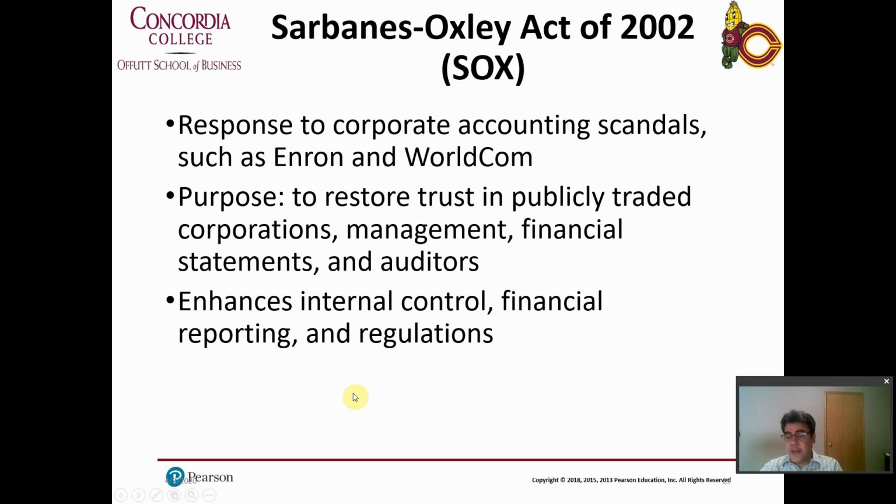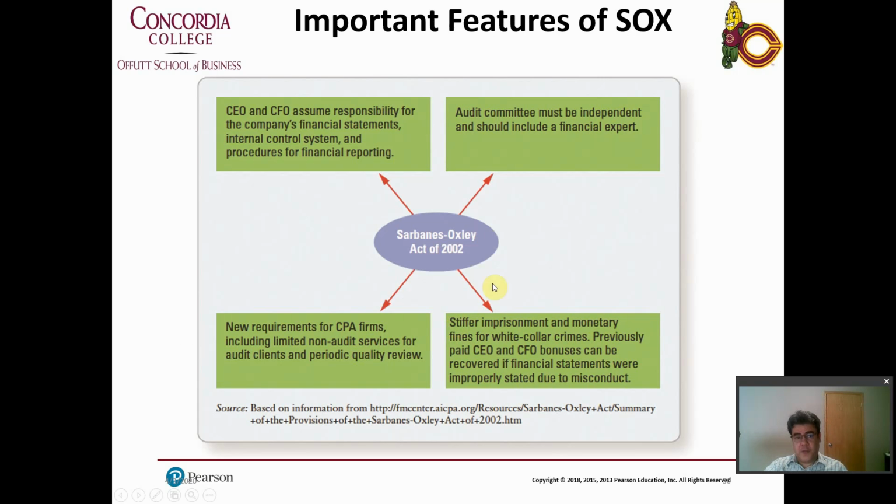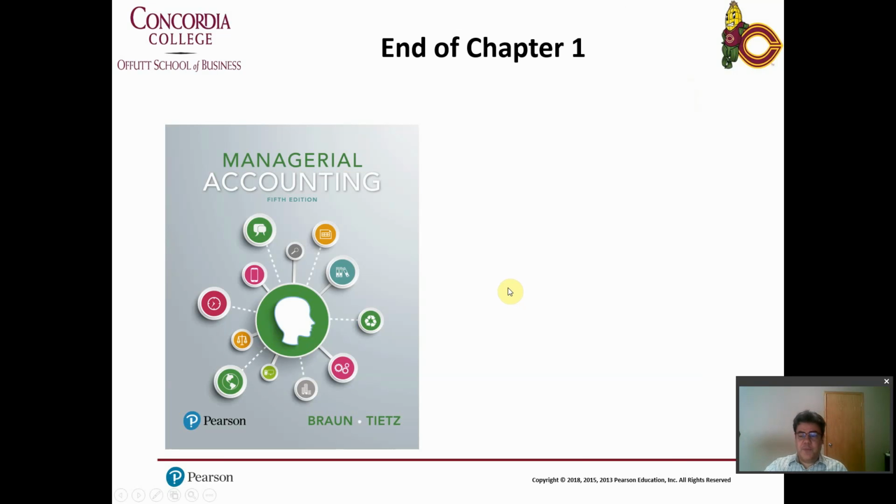And we have the Sarbanes-Oxley Act after the Enron scandal and so on. It has the purpose to restore trust in publicly traded companies, corporations, management, financial statements, and auditors, and it enhances internal controls, and managerial accountants work with controls a lot. Then here are some features about SOX. Take a look at our textbook.